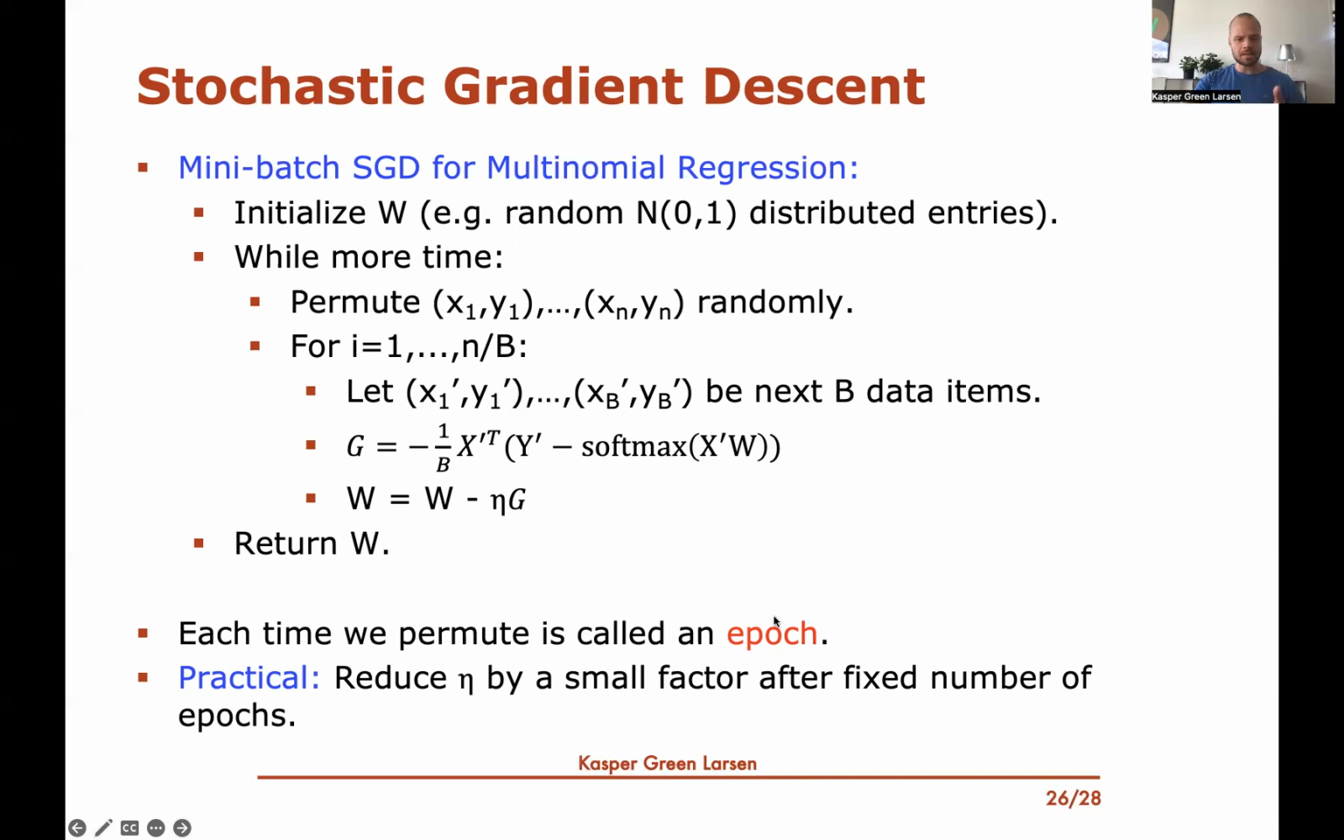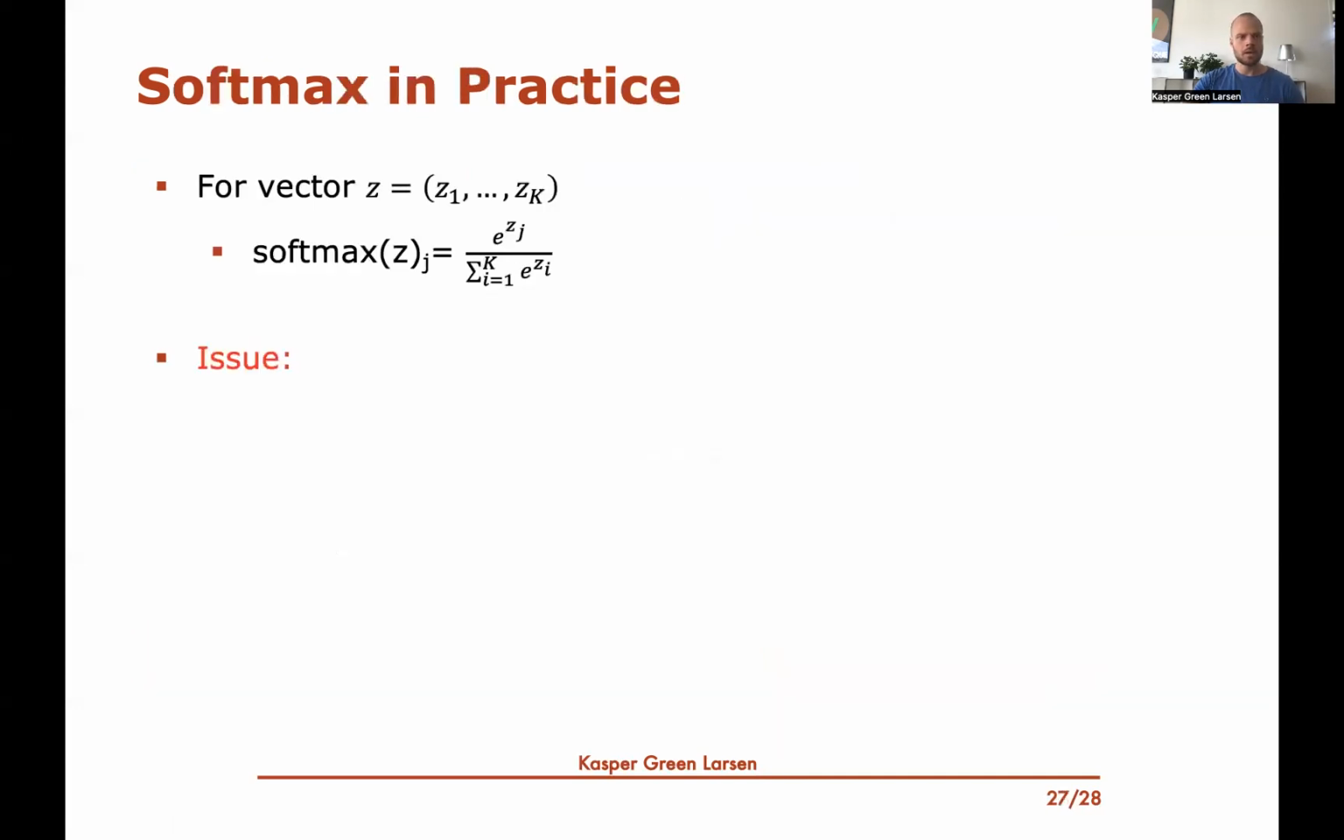Just to remind ourselves of some of the terminology from the previous video, each time we do this permutation, this is called a training epoch. In practice, it's often the case that you reduce the step size a little bit after every fixed number of epochs. We also talked about last time that a good rule of thumb for choosing this step size could be something like 0.1. So this is really an algorithm now for multinomial regression: how do we choose these model parameters W? Let us just conclude by a few remarks on implementing this in practice.